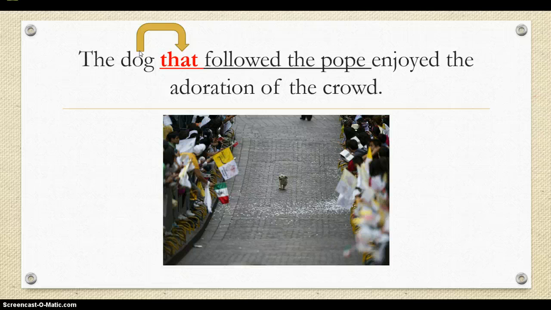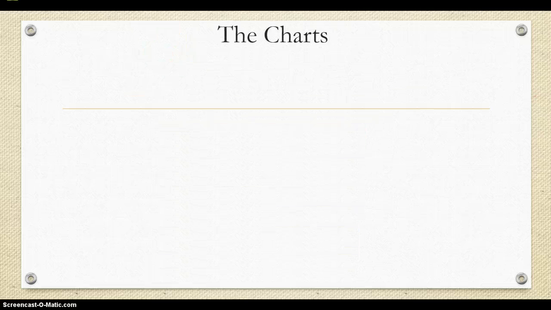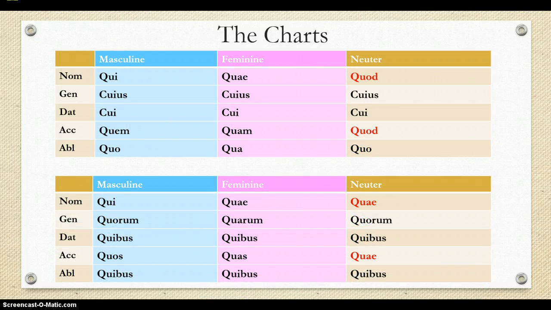All right, so on the next slide, you're going to see all the charts for qui, quae, quod. You can pause this at any time so you can copy these charts. So copy them and then we'll go through them a little bit. This top chart is singular and the bottom chart is plural. So singular up here, plural down here. So take a second to copy.